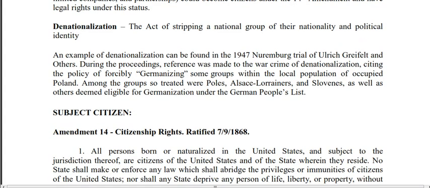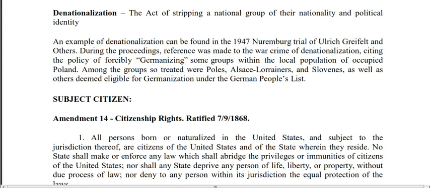Denationalization, the act of stripping a national group of their nationality and political identity. An example of denationalization can be found in the 1947 Nuremberg trial of Ulrich Greifelt and others. During the proceedings, a reference was made to the war crime of denationalization, citing the policy of forcibly Germanizing some groups within the local population of occupied Poland. Among the groups so treated were Poles, Alsace-Lorrainers, and Slovenes, as well as others deemed eligible for Germanization under Germany's People's List.